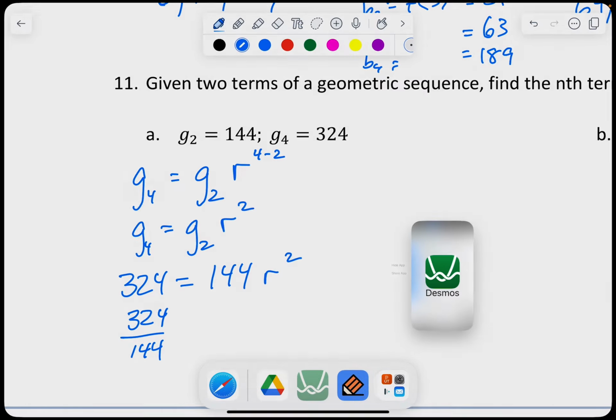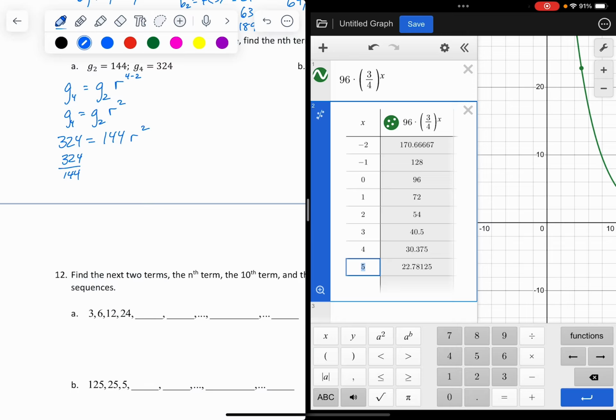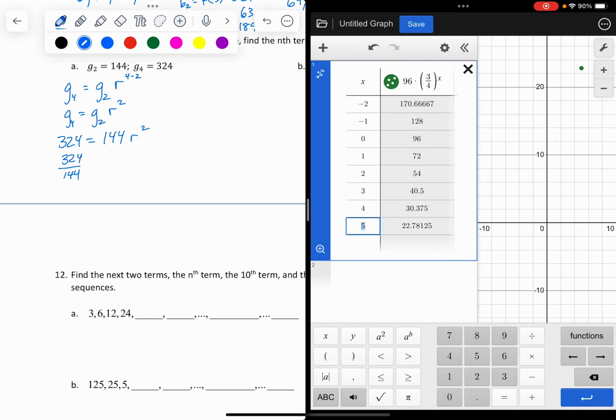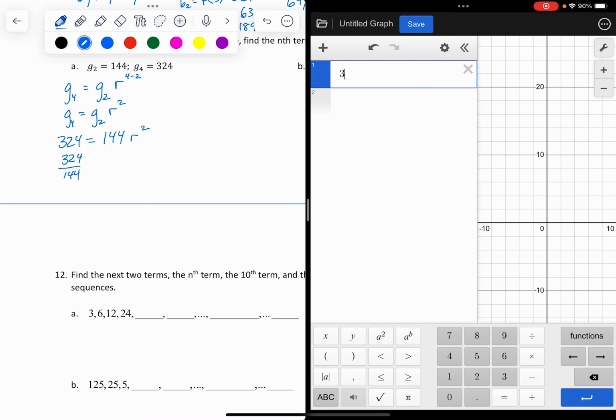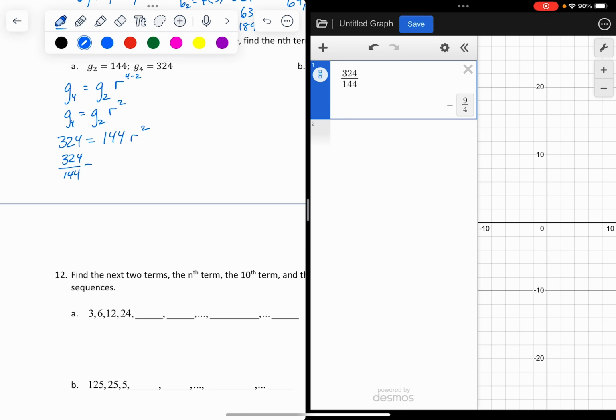So when I divide 324 over 144, it's really going to be helpful if we reduce this fraction. Okay, so I have 324 over 144, and it's actually better to think of this as 9/4 is equal to r squared. So now I can take the square root of 9, the square root of 4, and actually, what's our catch? Square root, plus minus. So there's actually 2 formulas. R can be either plus or minus 3/2.